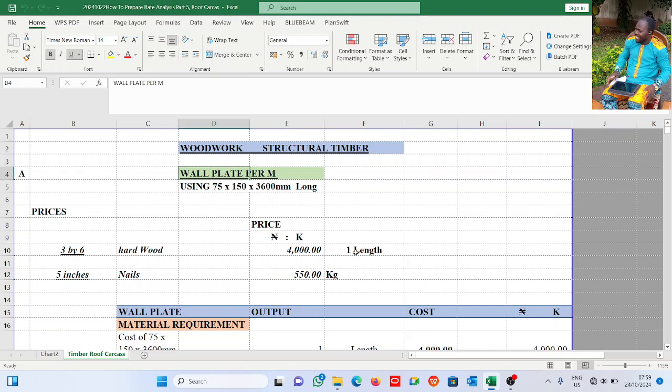Wall plate comes in 3 inches by 6 inches. And the length is always 3.6 meters, 3,600 mm. 1 inch is 25 mm. So 3 inches is 75 mm, 6 inches is 150 mm, that is 6 times 25.